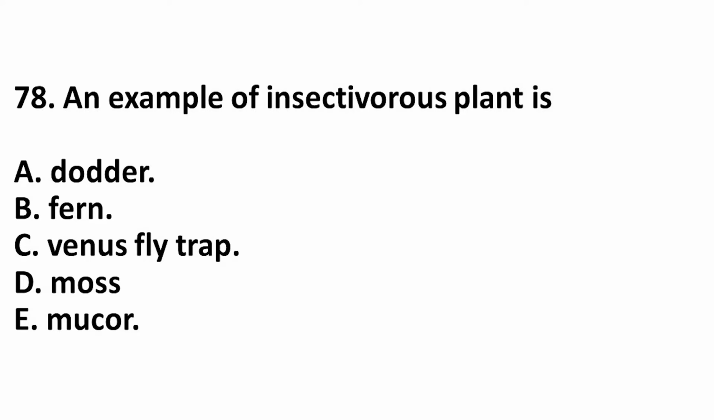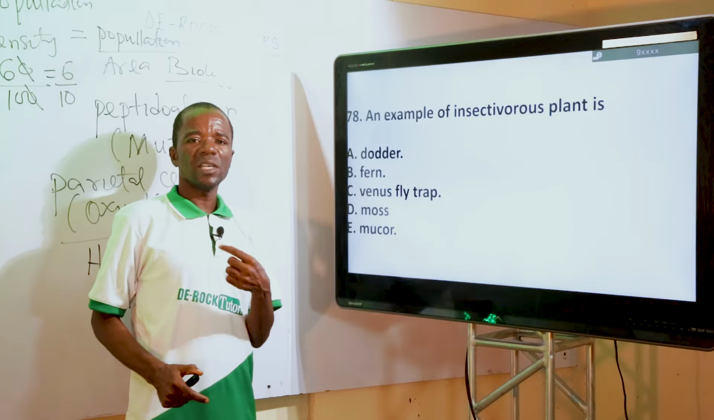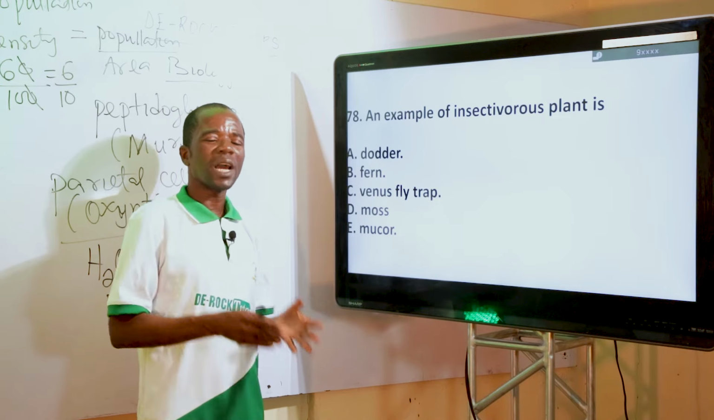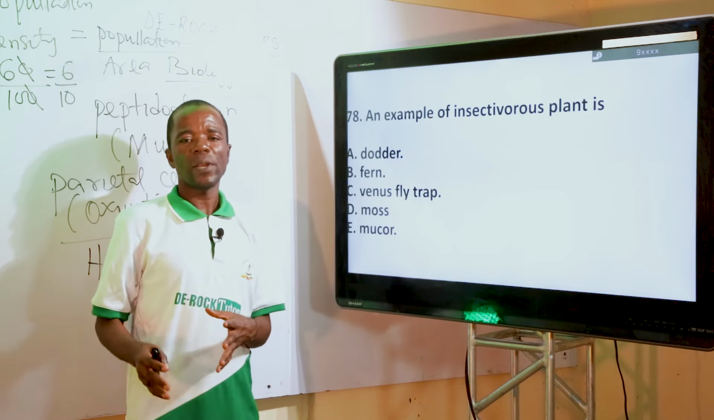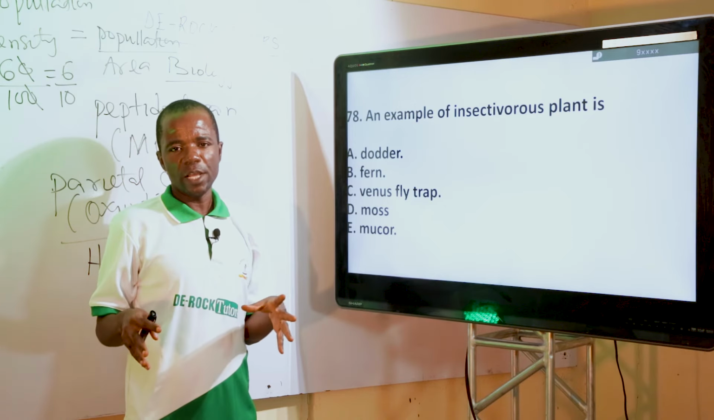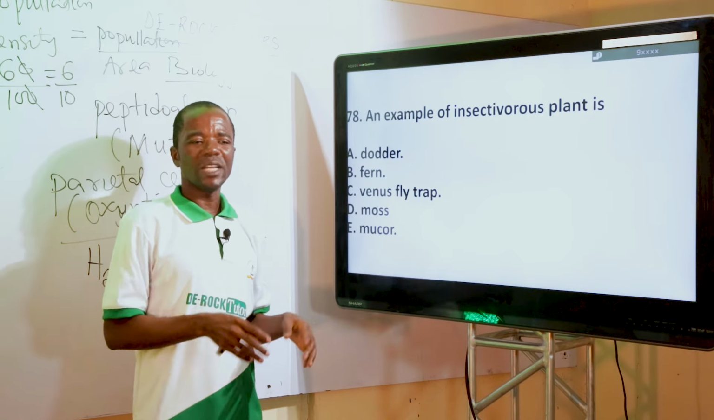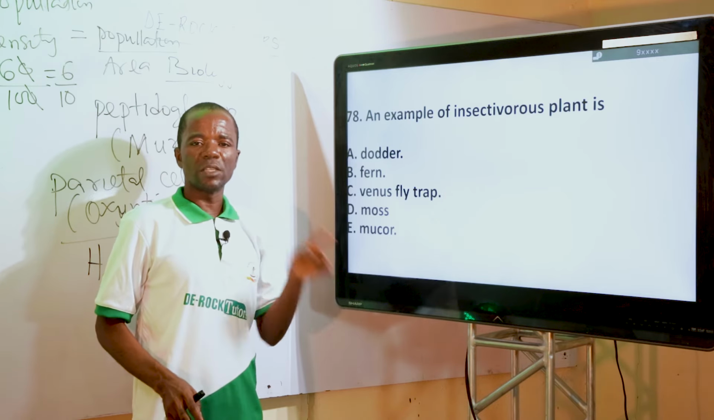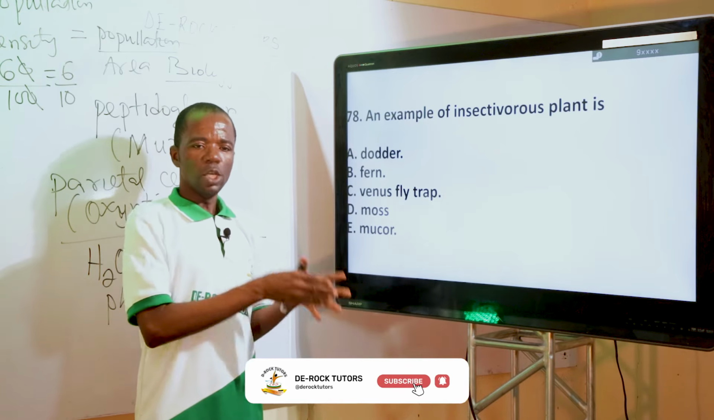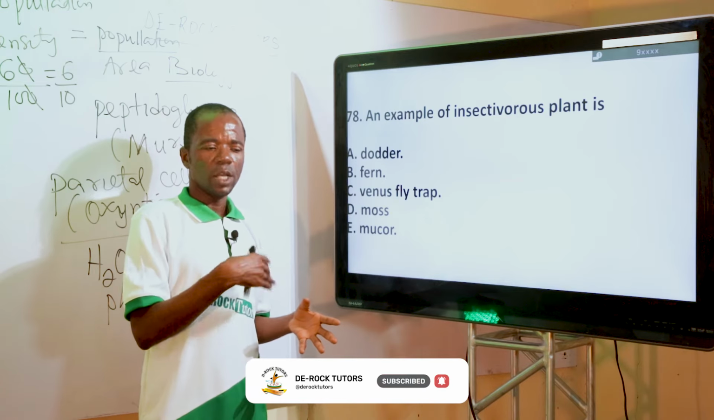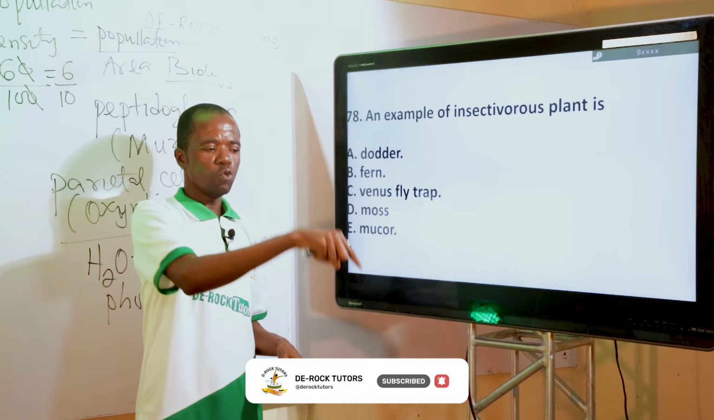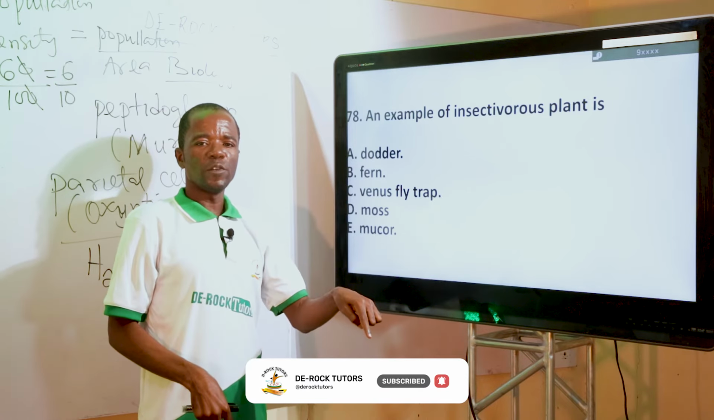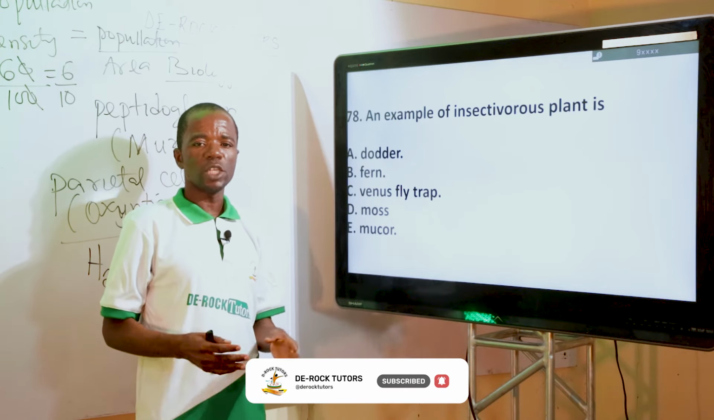An example of insectivorous plant is dash. Now, if I'm talking about insectivorous plant, they are also called carnivorous plants. And this kind of plant are not just found in any area. Insectivorous plants are found in nitrogen deficient soil. Hence, they trap insects, kill them, digest them, and absorb the nitrogen in them to supplement the deficiency of nitrogen in the soils in which they are found.